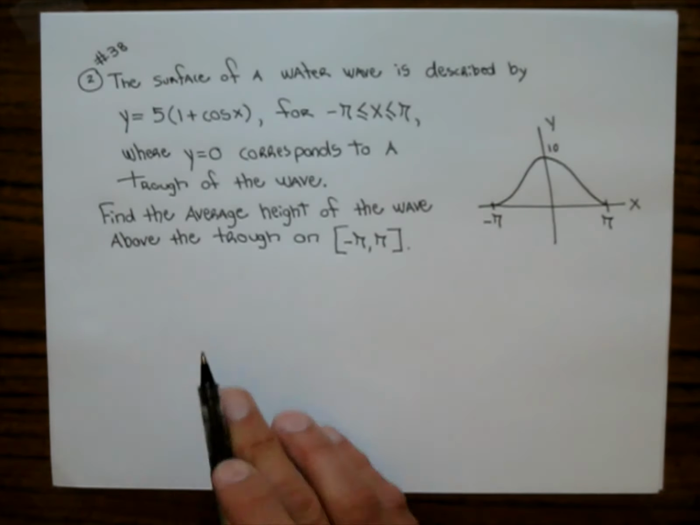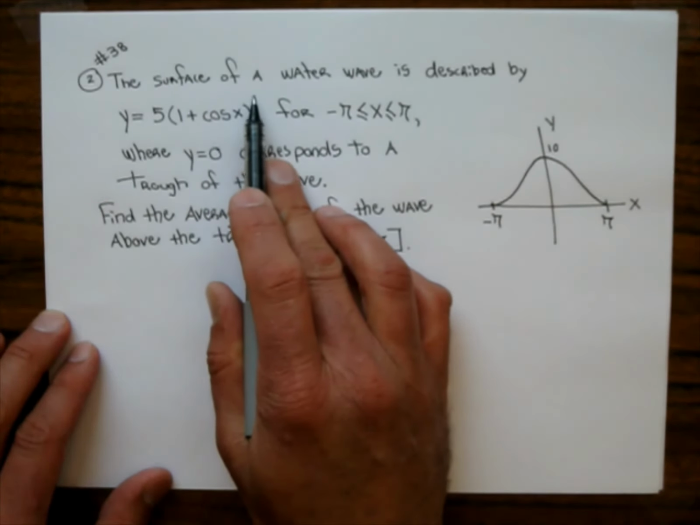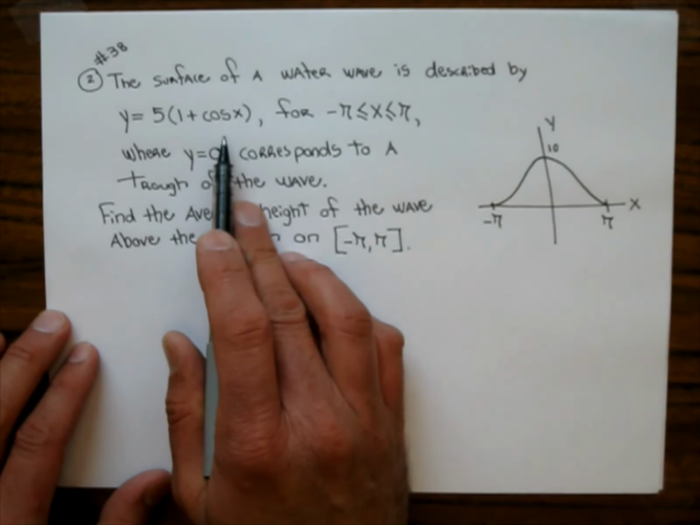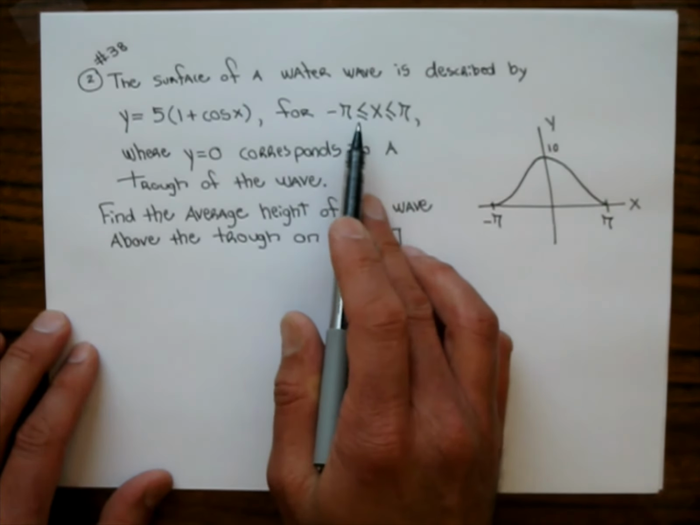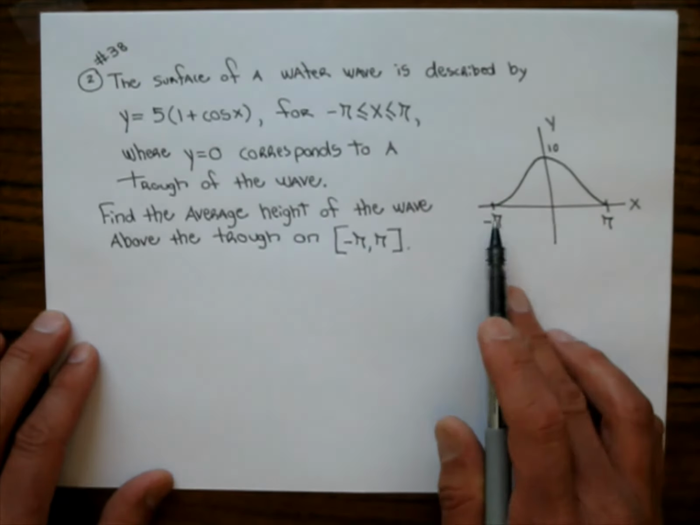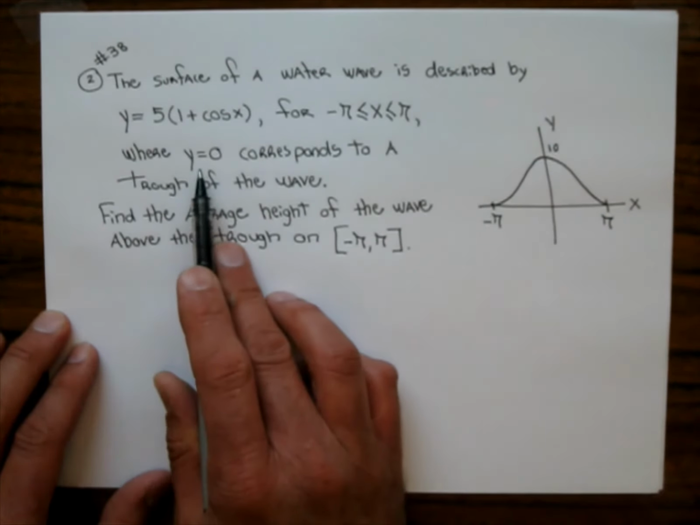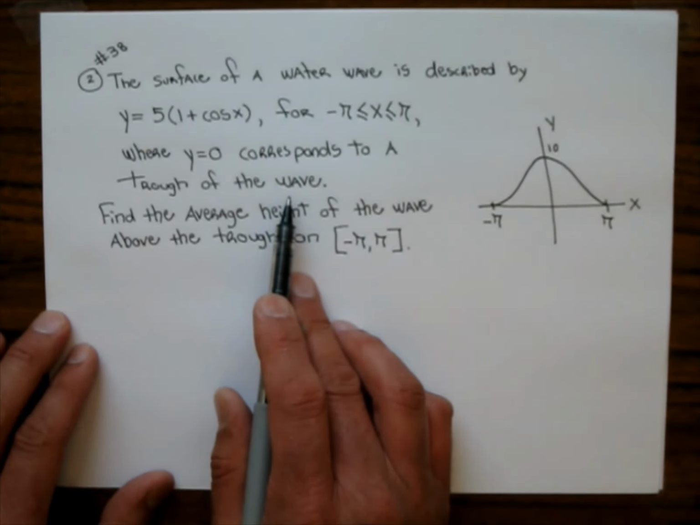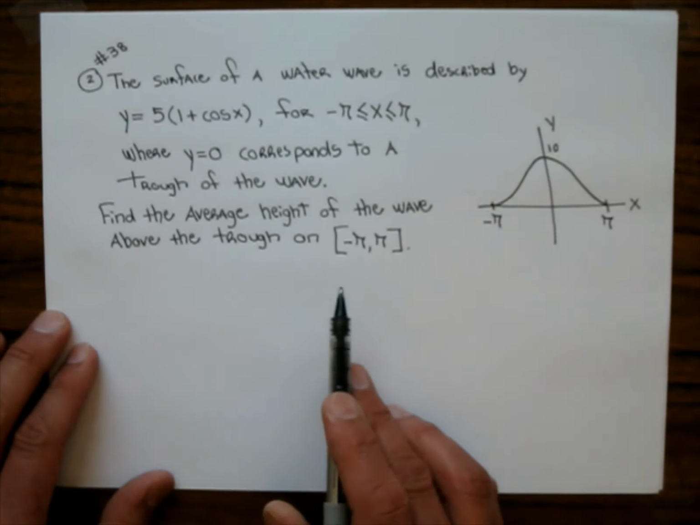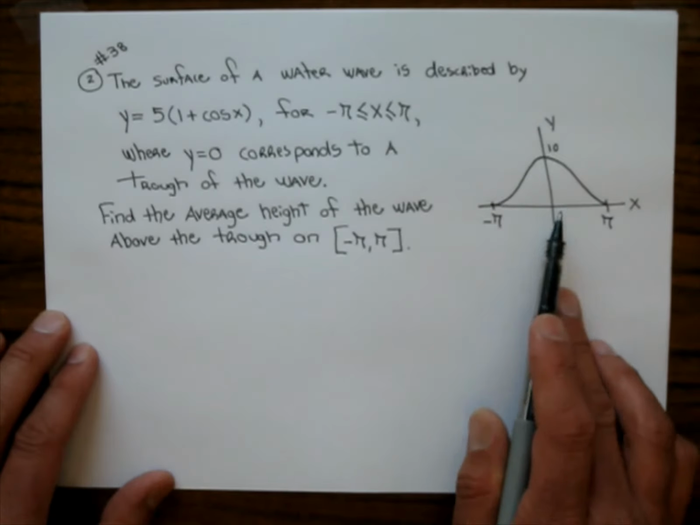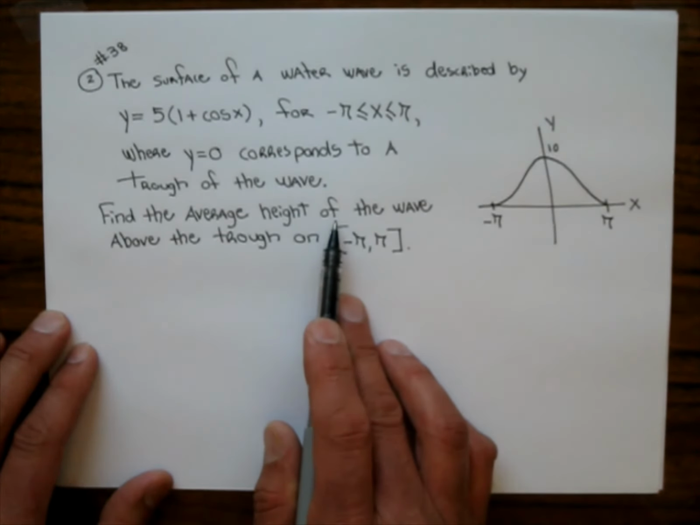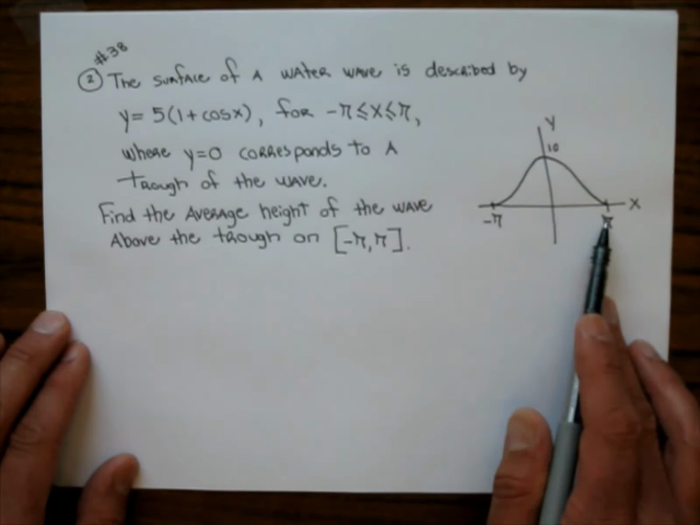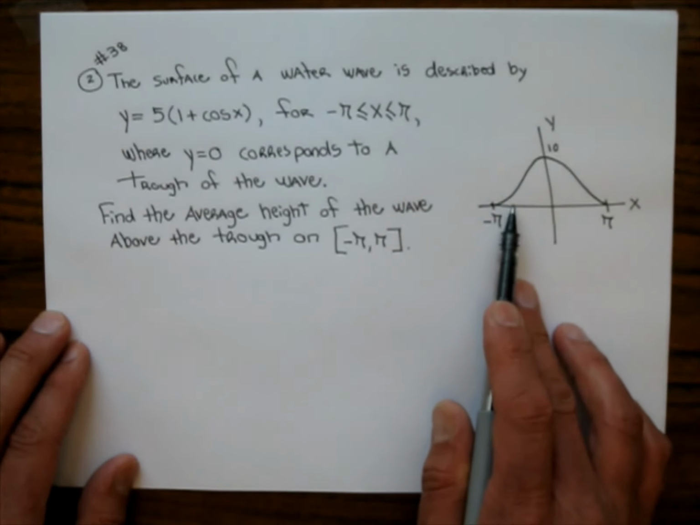It says, the surface of a water wave is described by this, for negative pi less than or equal to x less than or equal to pi. So the graph looks like this, where y equals 0 corresponds to the trough of the wave. The trough is the lowest part of the wave between the crests. So that's what it looks like. Find the average height of the wave above the trough. So we're trying to find the average height of this, and that's what we're trying to do.